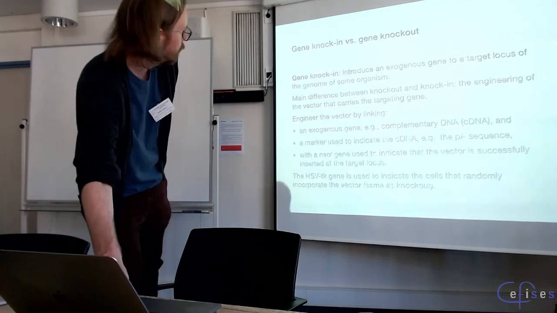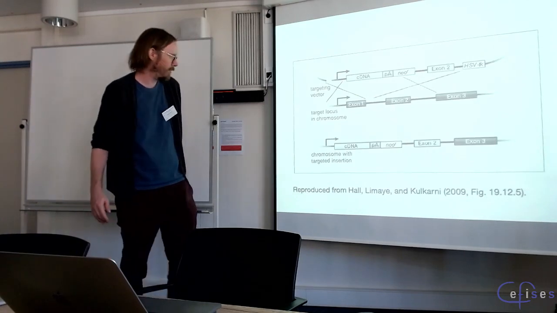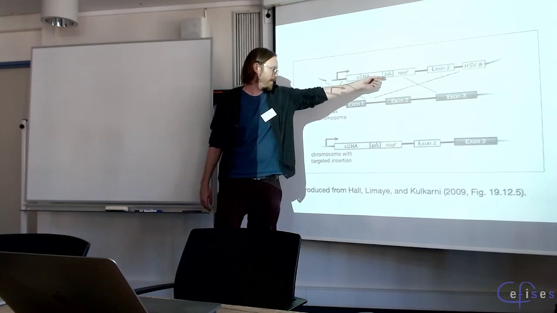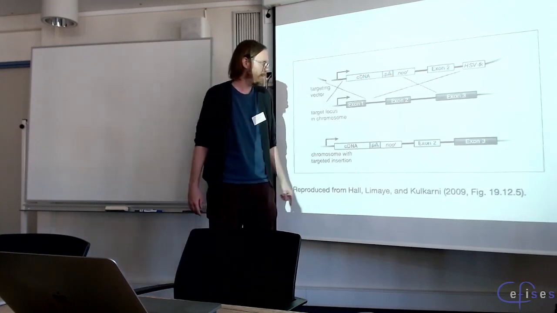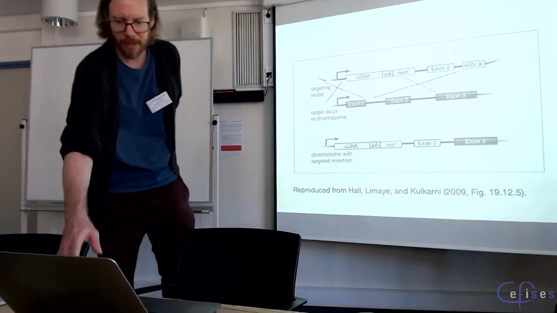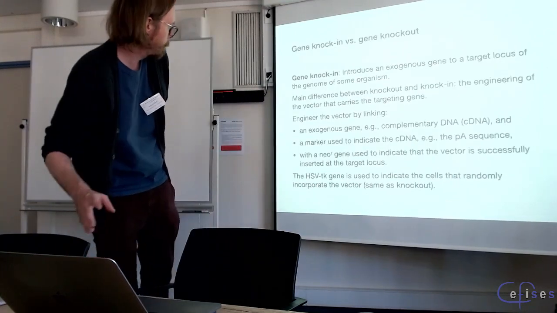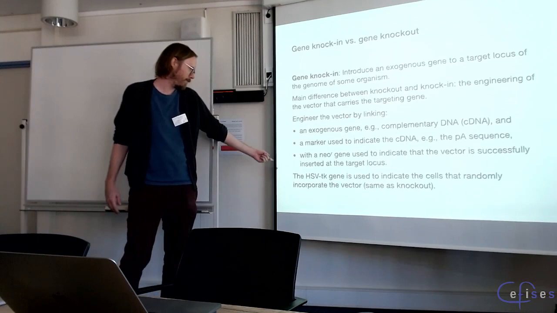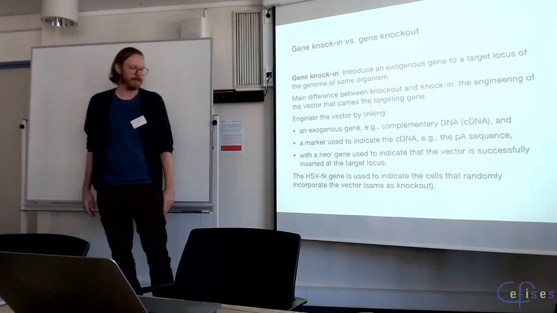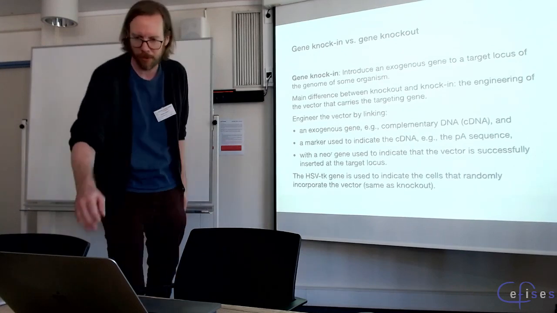So again, in terms of pictures, right, we have the complementary DNA, the PA sequence, the NeoR gene, and then the HSV-TK gene as before. And again, the HSV-TK gene is used to indicate the cells that randomly incorporate the vector, so same as the knockout method.